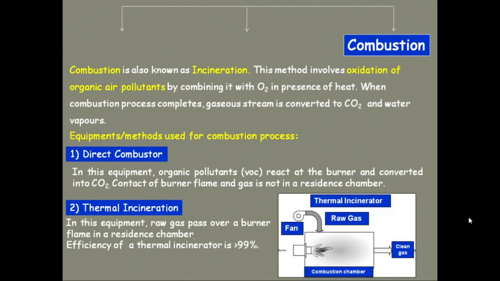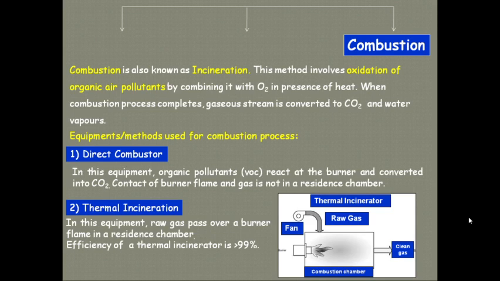In this equipment, the raw gas or the polluted gas passes over a burner flame in a residence chamber. The burning of the gas will take place in a closed chamber that is known as the combustion chamber. You can see it in this diagram also, that the raw gas is entered with the help of a fan into a chamber, and a burner is placed in that particular chamber. Air is supplied and the gas is allowed to be in contact with this burner for some time, and in this process all the organic pollutants are converted into carbon dioxide.